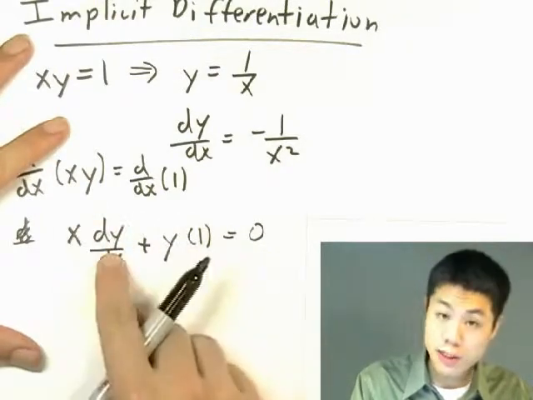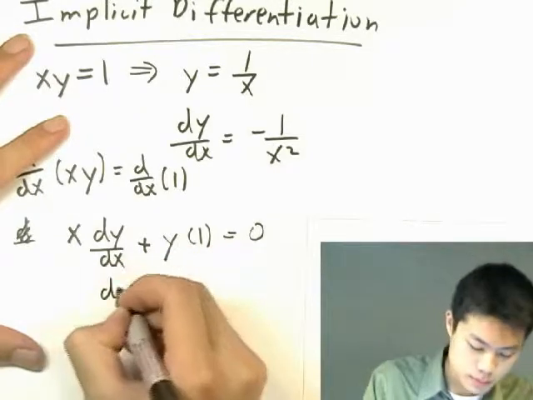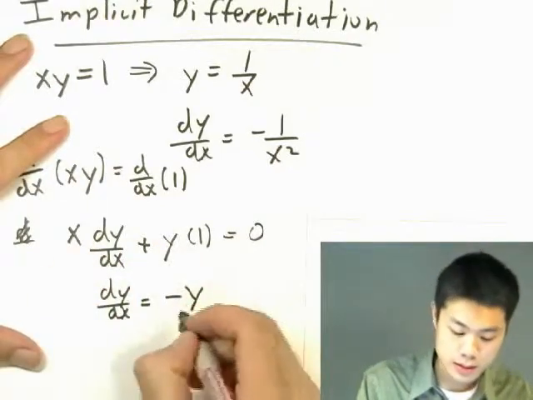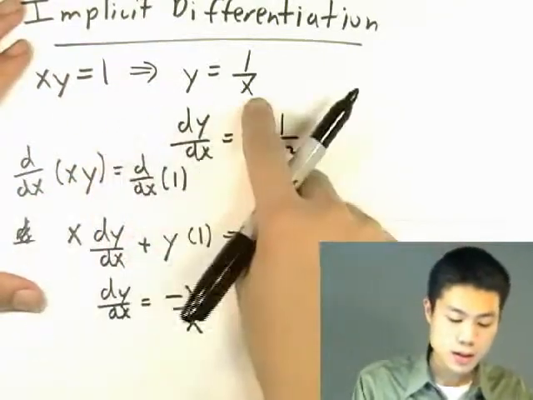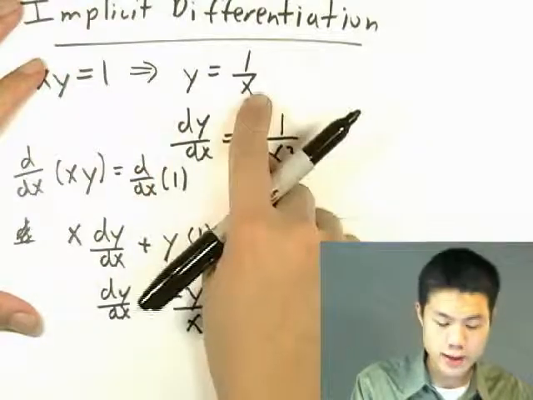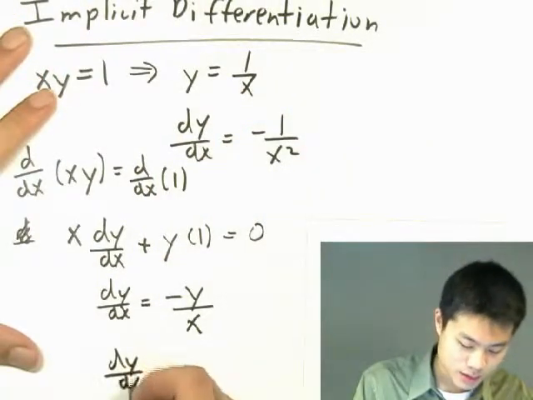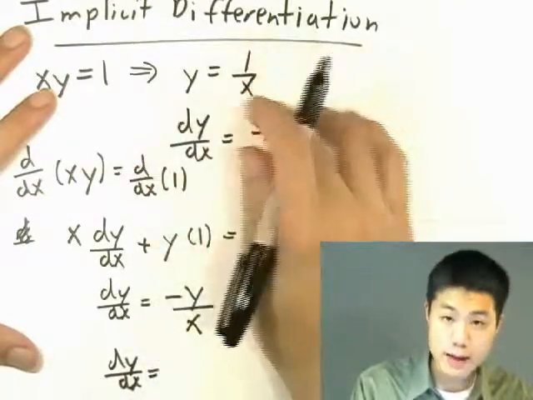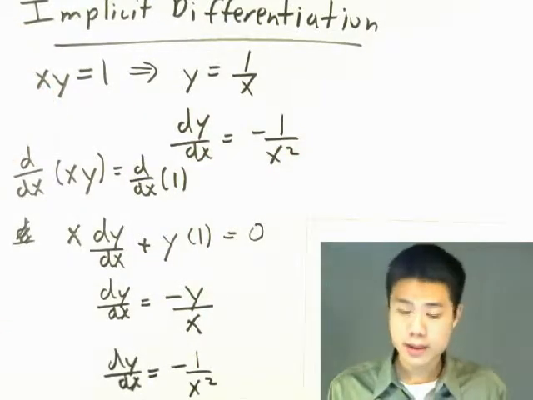So we're going to solve for dy over dx. Then we bring the y over here, and then we divide both sides by x. Now, is this it? Almost. Now we have to plug in for y, so actually we have to solve for y. If you solve for y and plug in 1 over x for y, you do get the same thing.